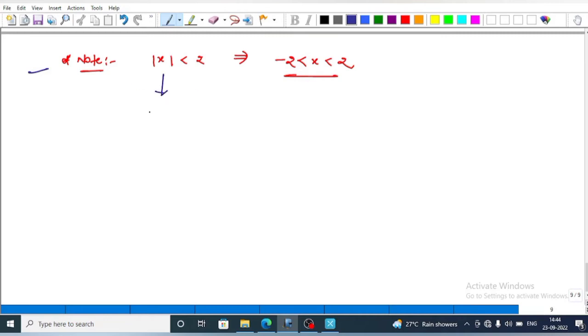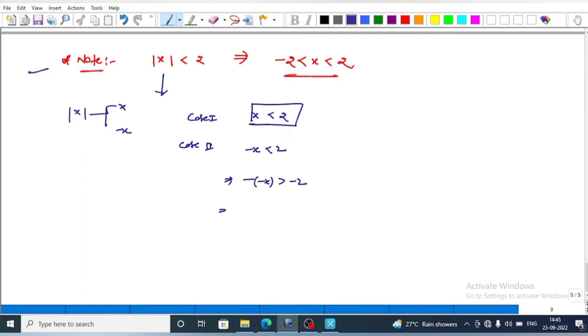Actually it can be derived as follows. We know that mod of x behaves as x and minus x. So case first, x less than 2, and case second, minus x less than 2. This implies that multiplying both sides by the minus sign, that is, minus 2, x greater than minus 2. Combining these two, we have minus 2 less than x.